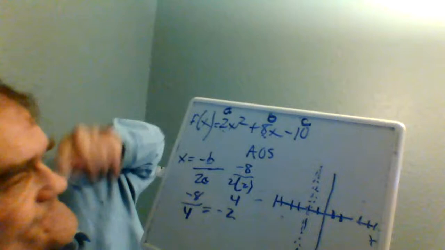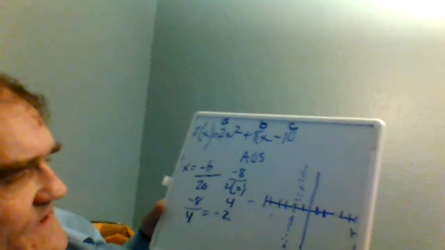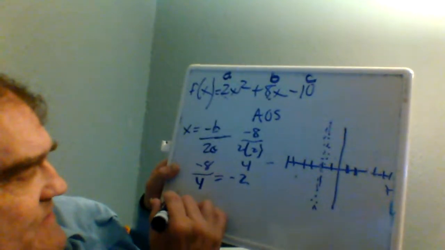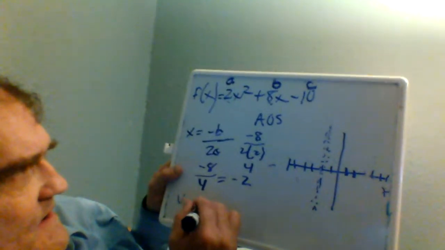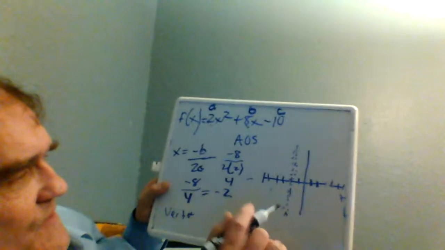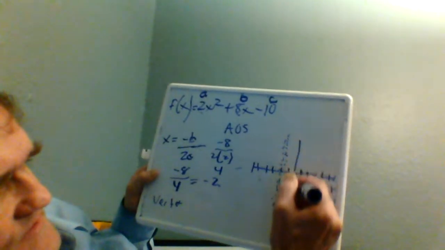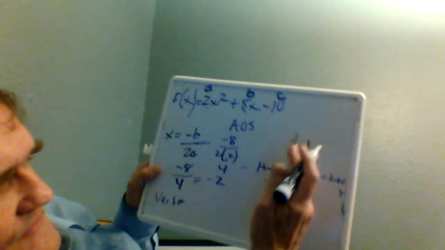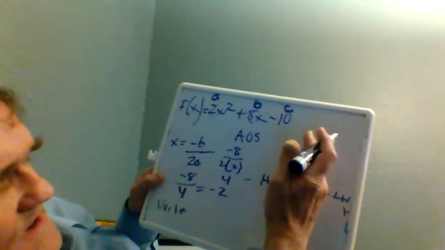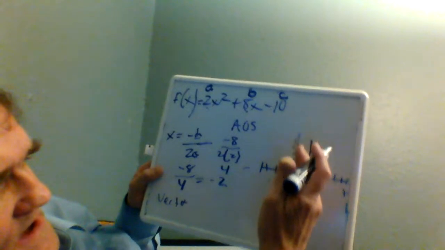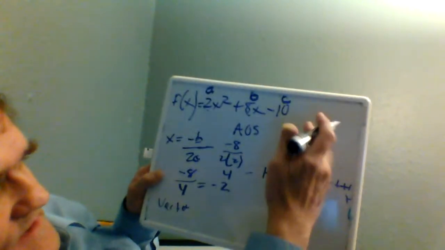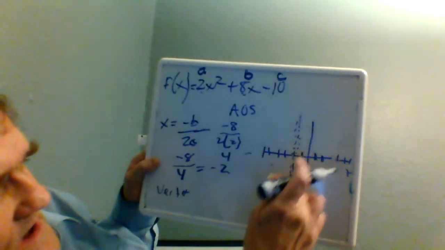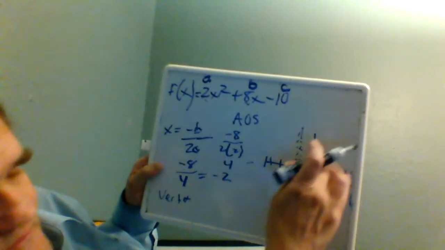Now, you also want to find something else. You want to find what's called the vertex. How do you find the vertex? I don't want to get too confused here. You have the axis of symmetry right here, and your vertex will be on the same line. This axis of symmetry, -2, is right down the middle of whatever graph we discover.